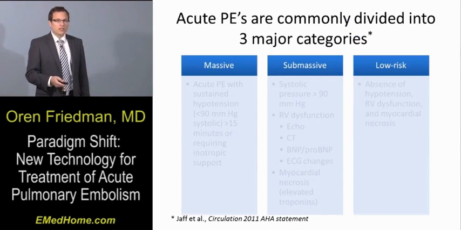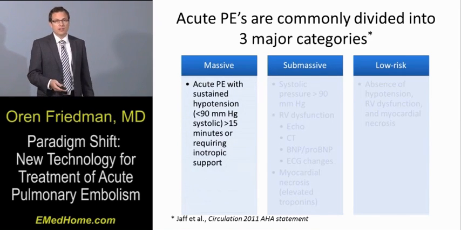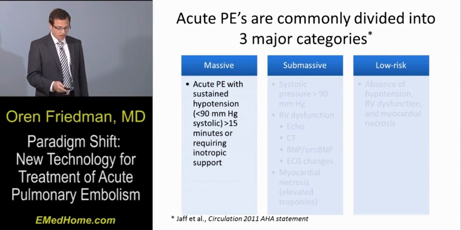So acute pulmonary embolisms are commonly divided into three major categories. Over on the left-hand category, we have what's called a massive pulmonary embolism. And this is defined by unstable hemodynamics. The technical definition is a sustained systolic blood pressure less than 90 for more than 15 minutes.